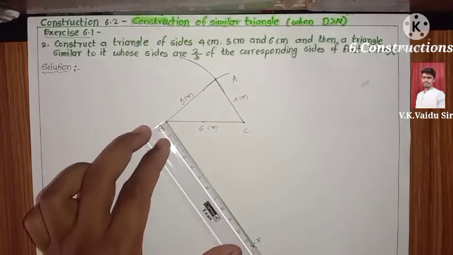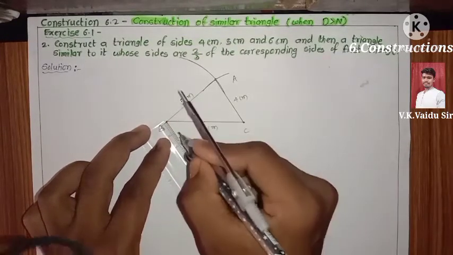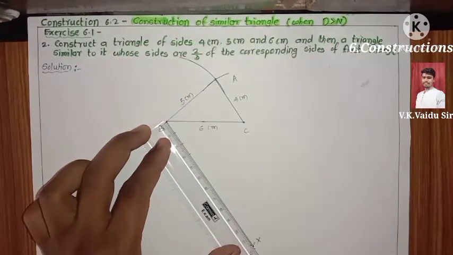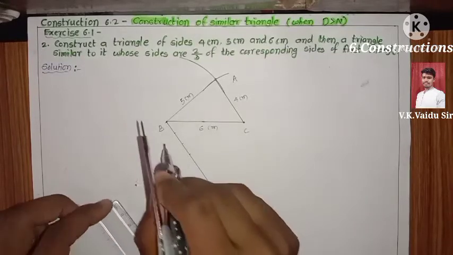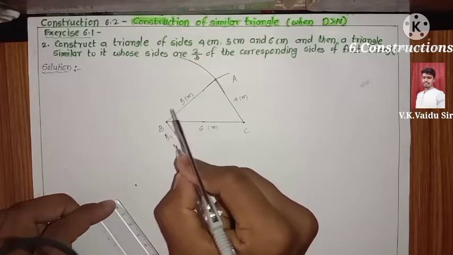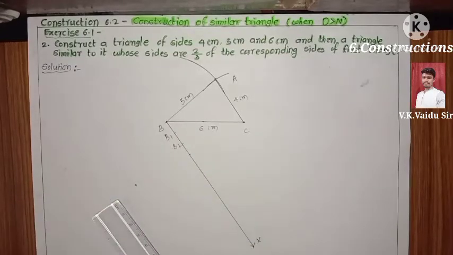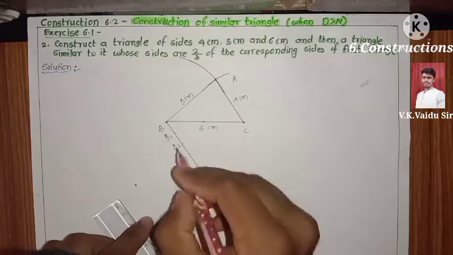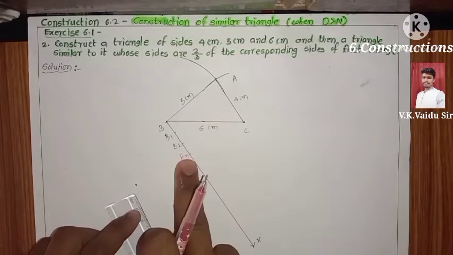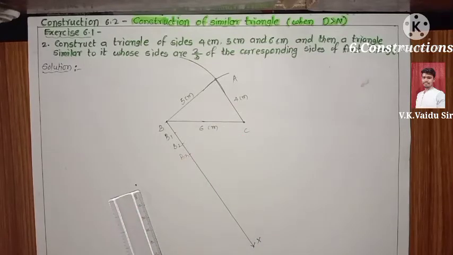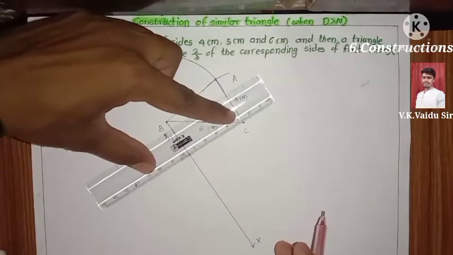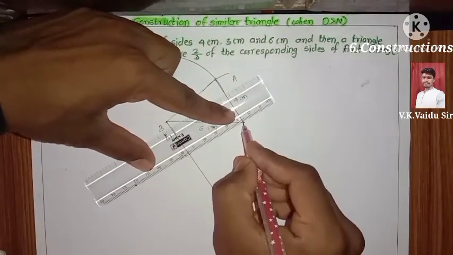So here we take 1 cm distances: 1, 2 and 3. We took three equal points. Name these points B1, B2 and B3. Here we put the names. Now join B3 and C. This is step number 6: join B3 and C.